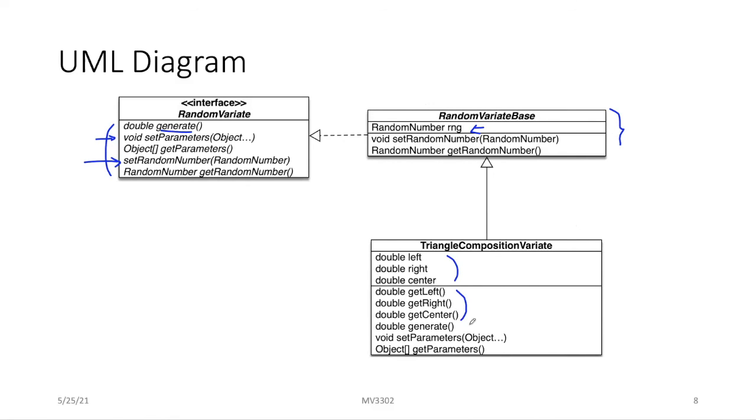But then the 3 methods that were not implemented by random variate base have to be implemented here for this to be a concrete class. So we implemented the set parameters. Get parameters is always very straightforward, but then generate is the main object of this. This is where we would implement the particular random number algorithm that we're using for that particular distribution.